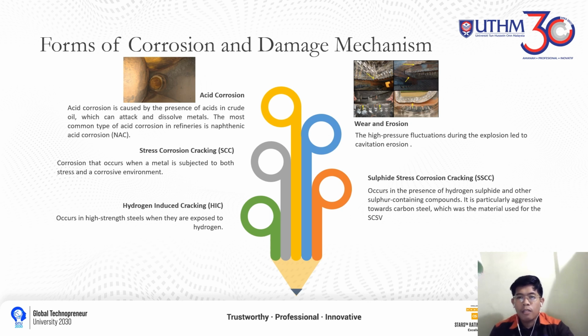And lastly, sulfide stress corrosion cracking occurs in the presence of hydrogen sulfide and other sulfur-containing compounds, aggressive toward carbon steel, which was the material used for the SCSV.